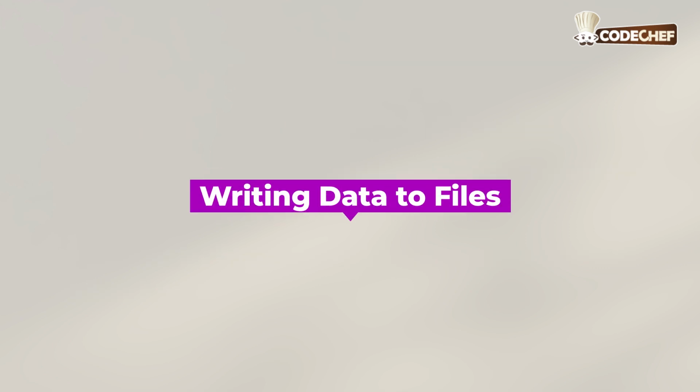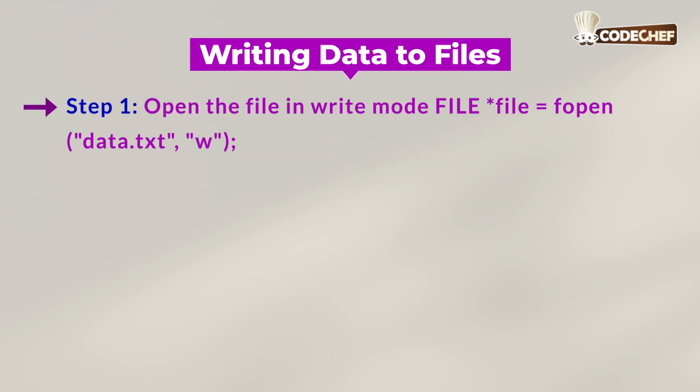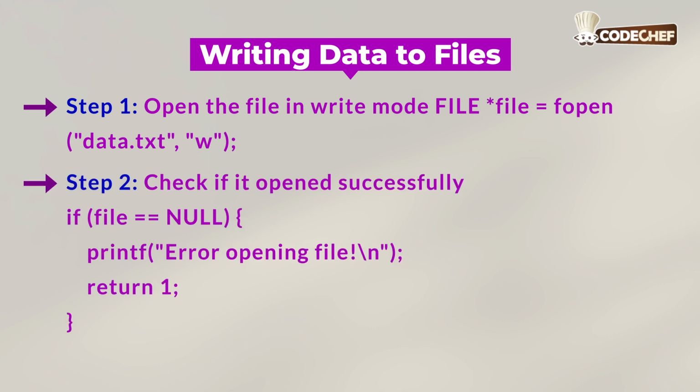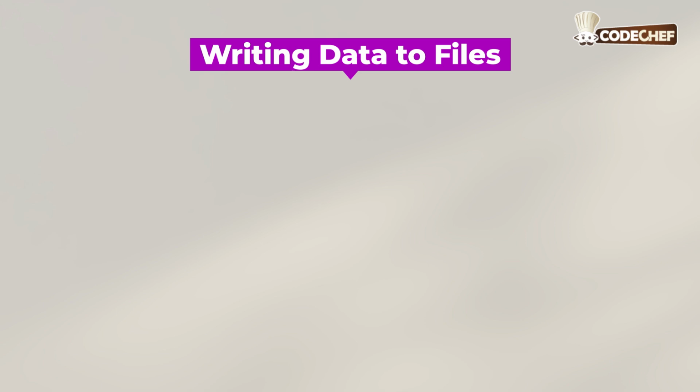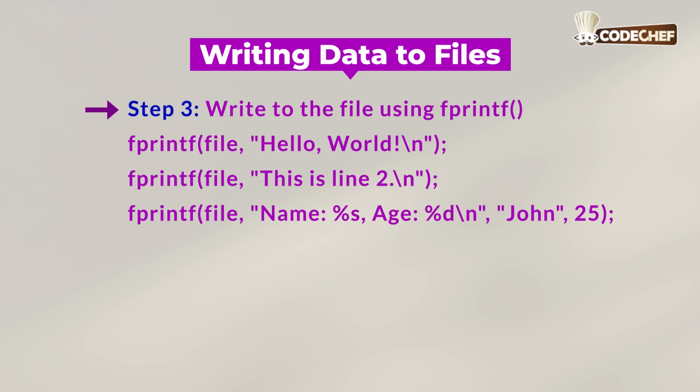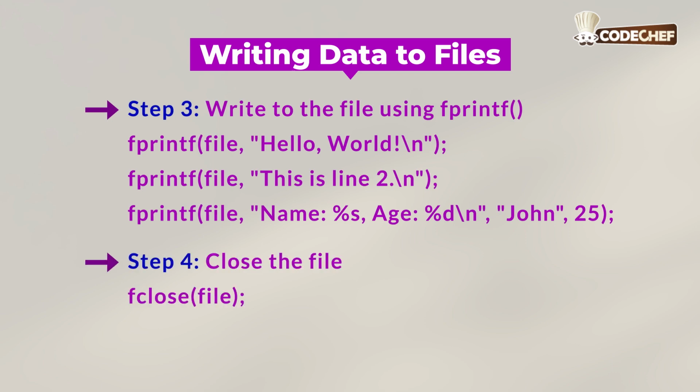Writing data to files. Here's how to write to a file step by step. Step 1. Open the file in write mode. Step 2. Check if it opened successfully. Step 3. Write to the file using fprintf. Step 4. Close the file using fclose.